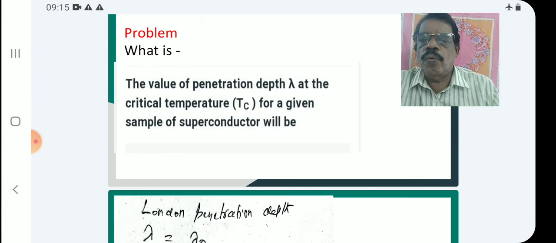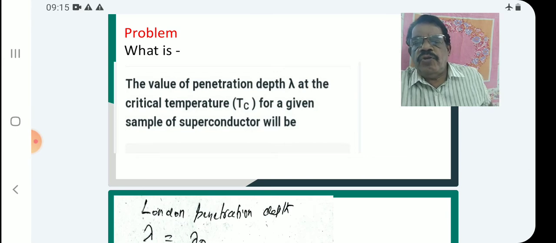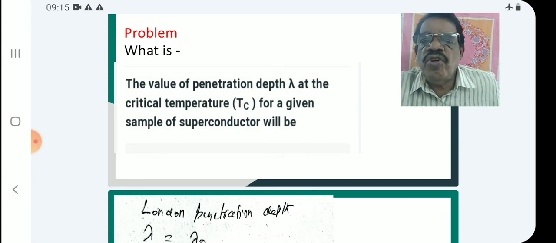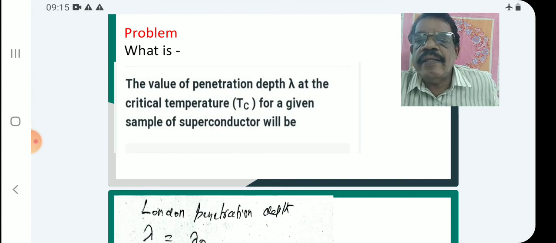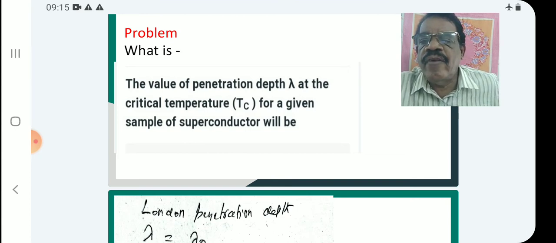Test problem. What is the value of penetration depth lambda at the critical temperature Tc for a given sample of superconductor?